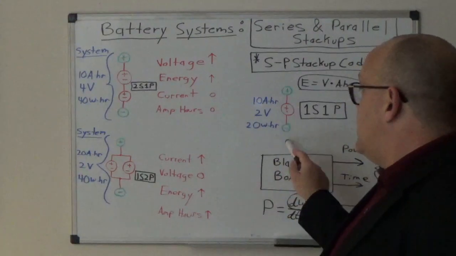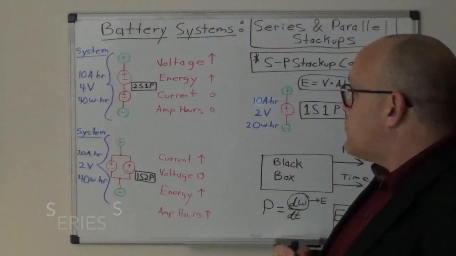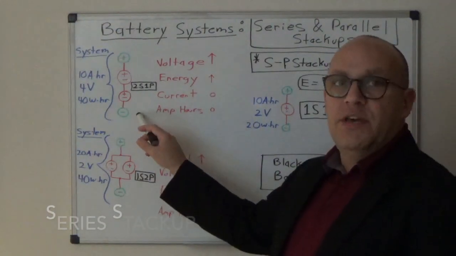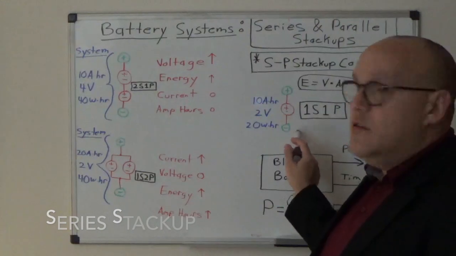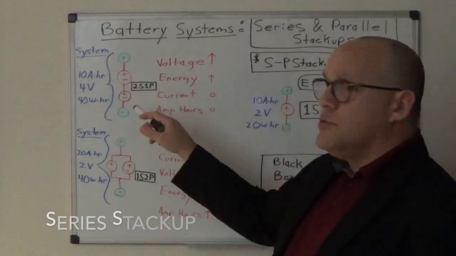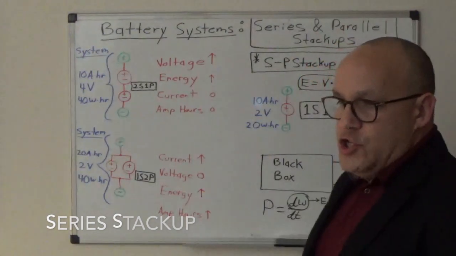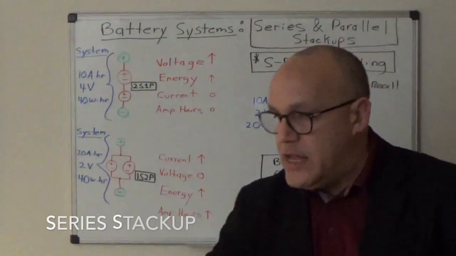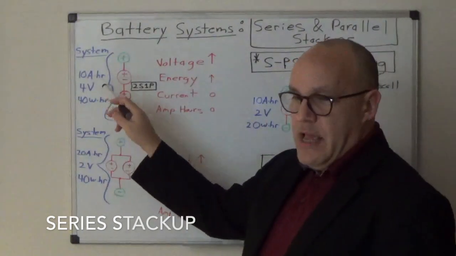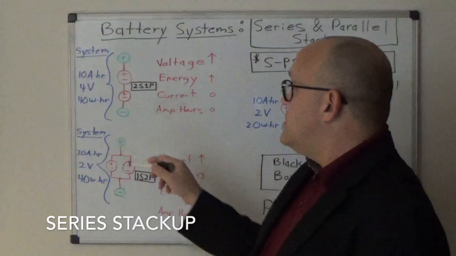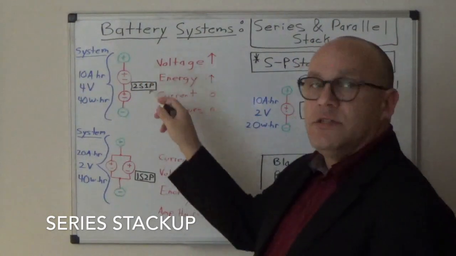Okay? So let's take this cell and stack it up into a series system. This is the representation of a series system right here. Whenever you take a single cell and stack it up into a very simple series system, the charge or amp hours do not change. So you get the same amount of amp hours, 10 amp hours. The voltage increases to 4 volts from 2 volts, because it's a doubling on a series stack.